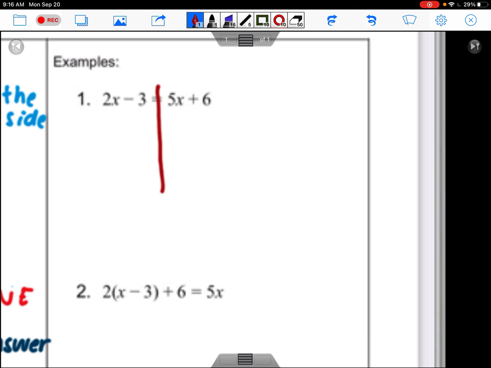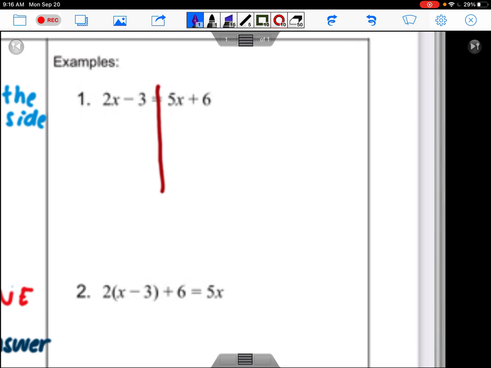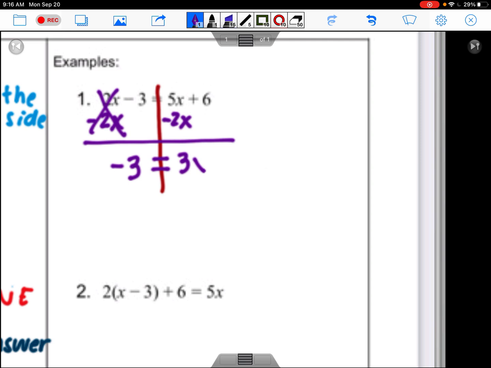I know I keep saying the same thing, but I really want you to understand this and be reminded of how to do this. So this is a positive 2x, which means to get it to the other side, I'm going to subtract 2x. So 2x minus 2x is 0. That cancels out. I'm going to bring down the negative 3 equals 5x minus 2x is 3x. And then I'm going to bring down the plus 6.